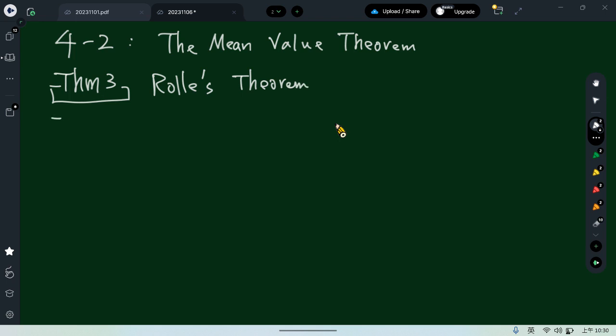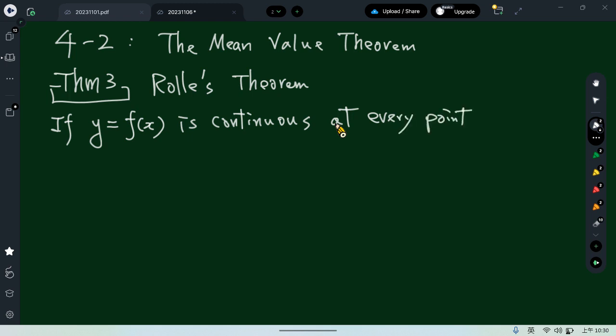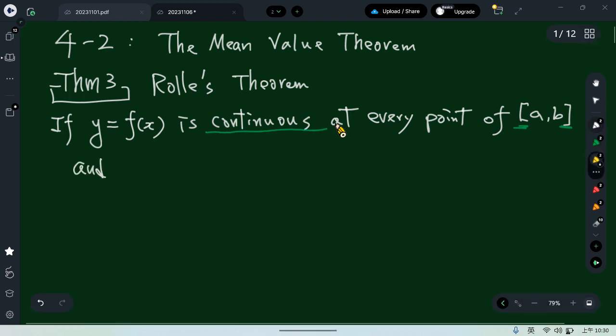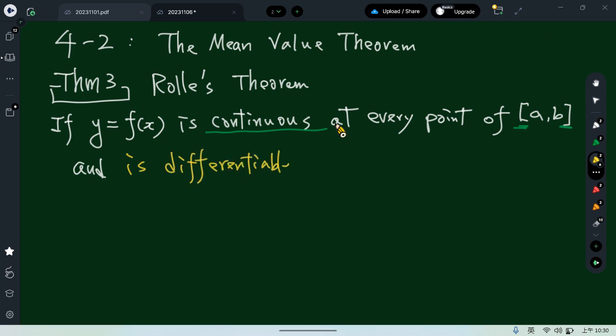So what is Rolle's theorem? If y is equal to f of x is continuous at every point of a closed interval from A to B. Remember, including two endpoints, is continuous, and also is differentiable at every point of from A to B is an open interval.